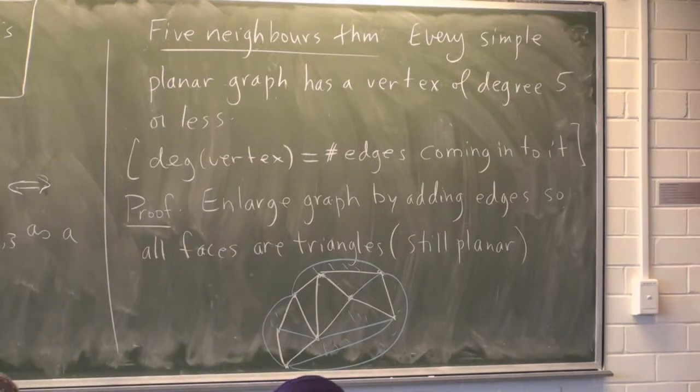Okay, I'm going to prove that that thing has a vertex of degree 5 or less. So since I've only added edges, if that has a vertex of degree 5 or less, then the original will also have a vertex of degree 5 or less, because I've only added edges.